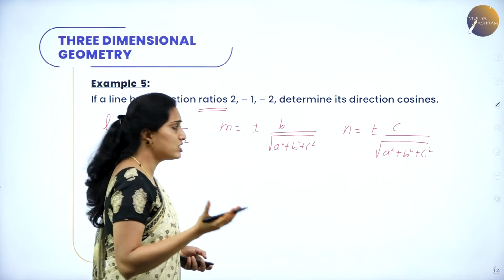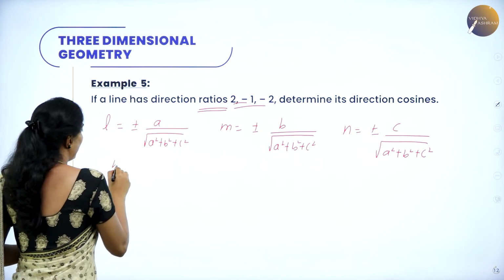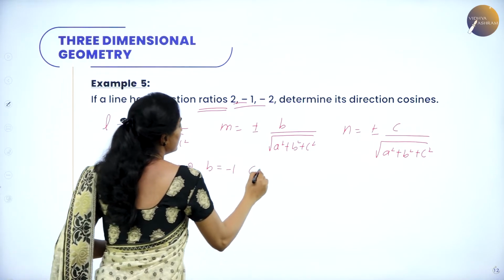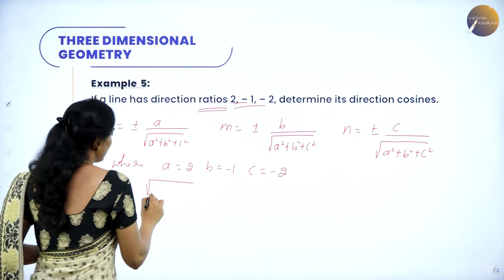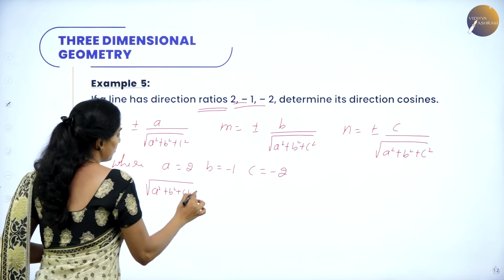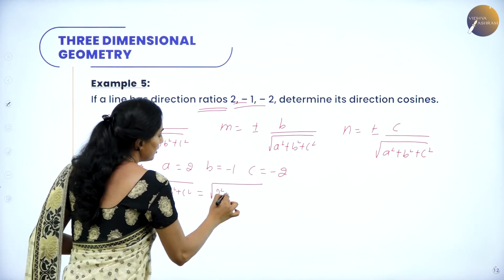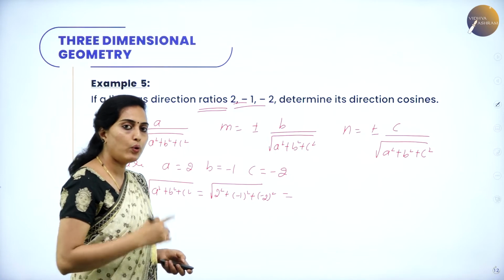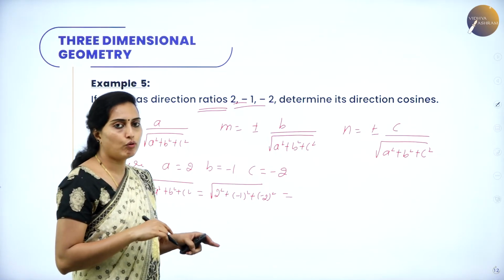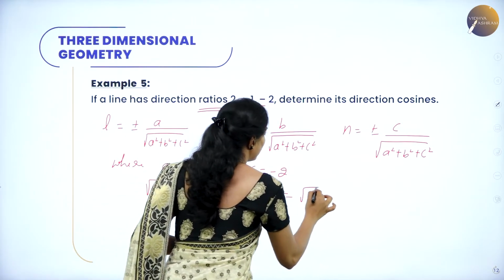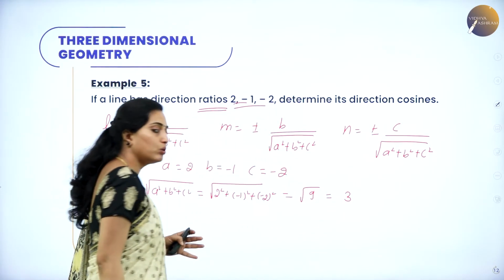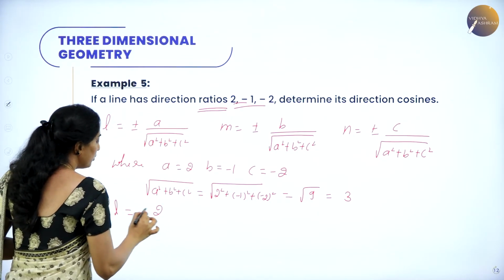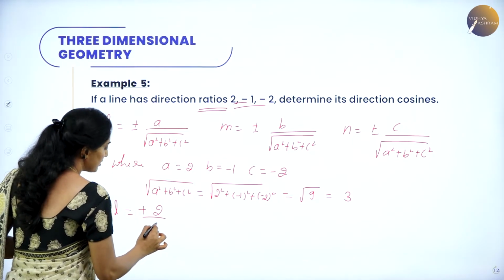Now, what are A, B, C? These are the direction ratios, where A is equal to 2, B is equal to -1, C is equal to -2. Let us find out the root of A squared plus B squared plus C squared. It is given by the root of 2 squared plus -1 whole squared plus -2 whole squared. 2 squared is 4, 1 squared is 1, 4 plus 1 is 5, 2 squared is 4, 5 plus 4 is 9. So, root 9 is 3. Okay. So, therefore, what is L? L will be equal to plus or minus A value, which is 2, divided by root 9, which is nothing but 3.